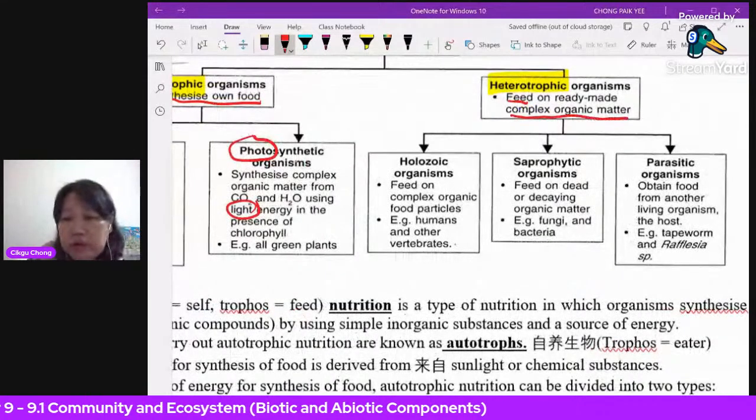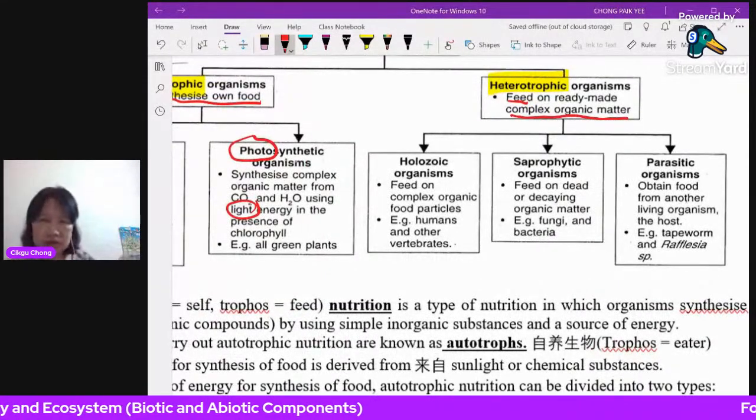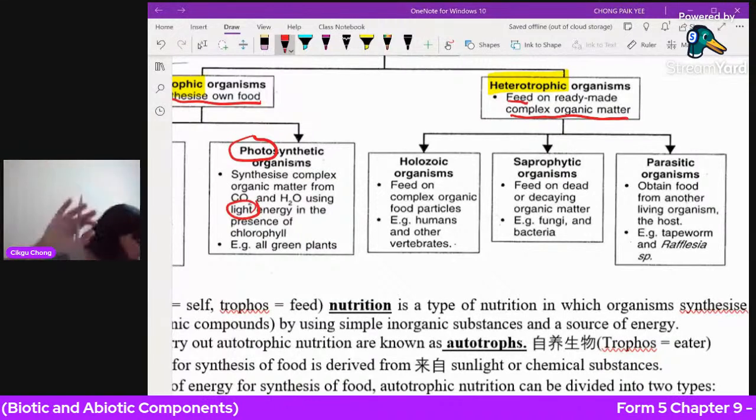Holozoic. Okay, I switch on my charger first.